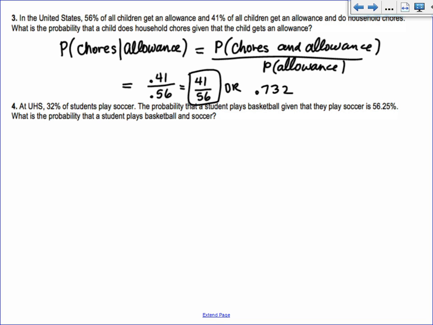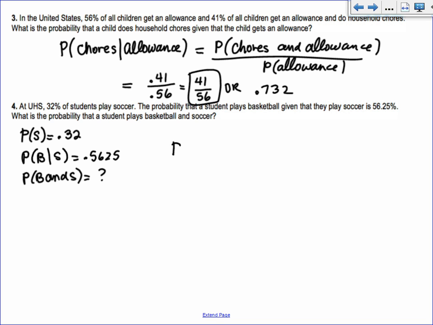So it says at UHS, 32% of students play soccer. So let's kind of write what we have. We have the probability of someone playing soccer is 0.32. The probability that a student plays basketball given that they play soccer, so basketball given soccer, is 0.5625. So you see how this one's different? I gave you the given part. Basketball given soccer. We need to find the probability that they play basketball and soccer. So that's the one we don't know.